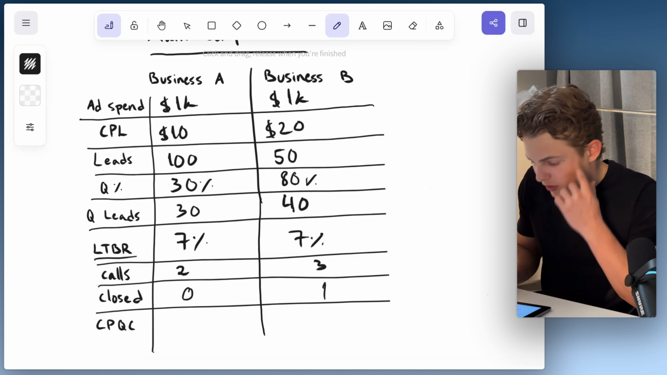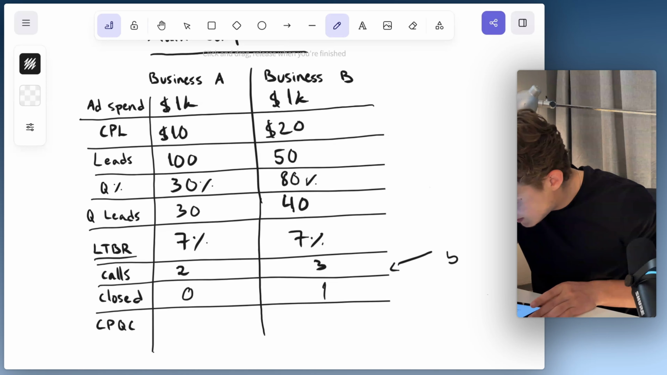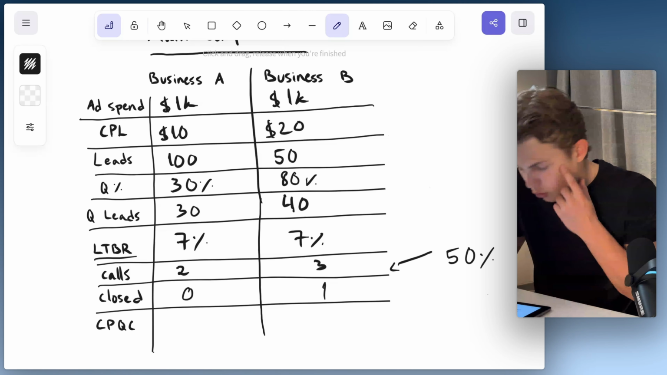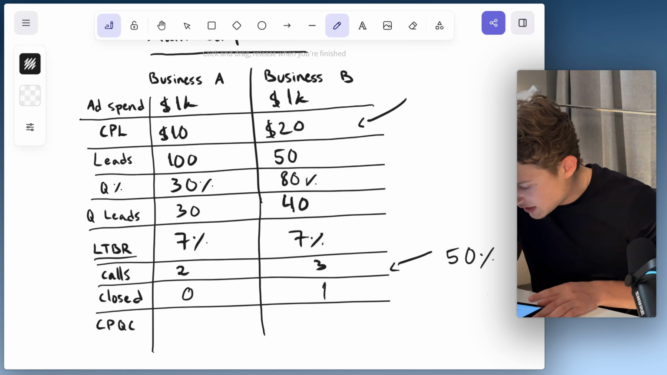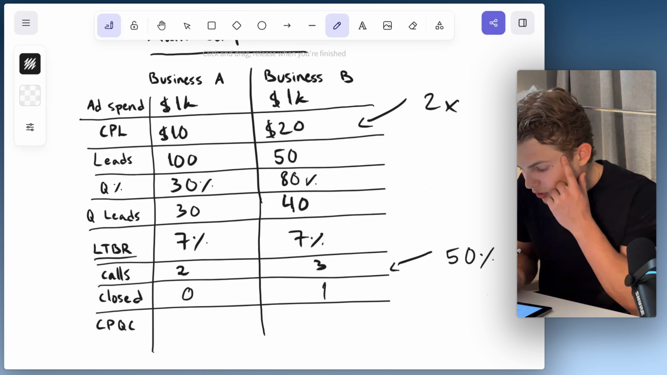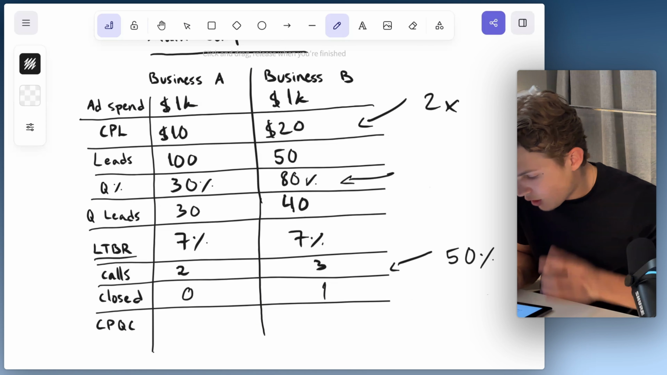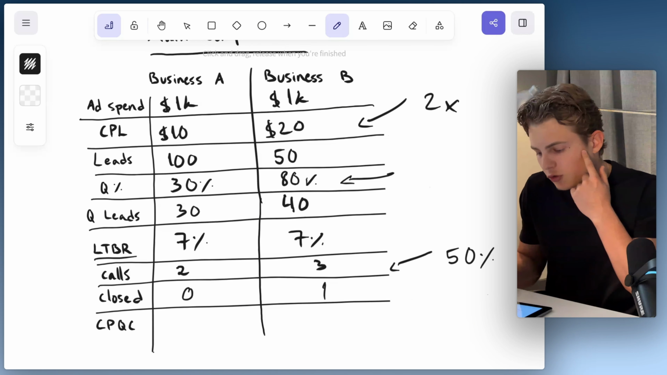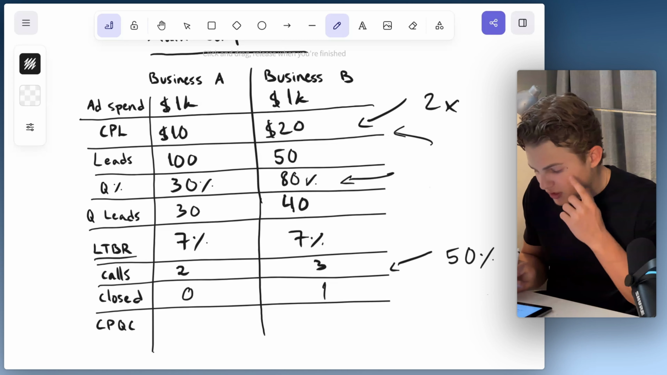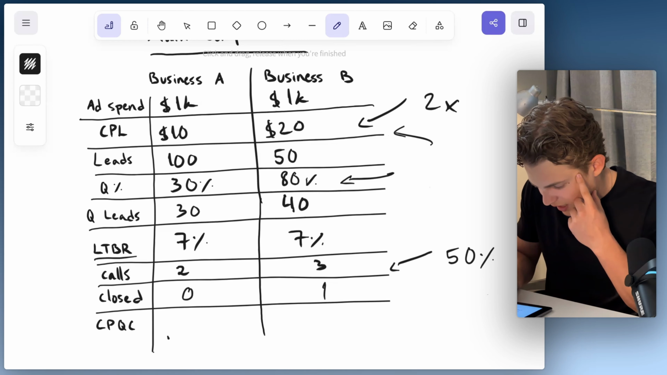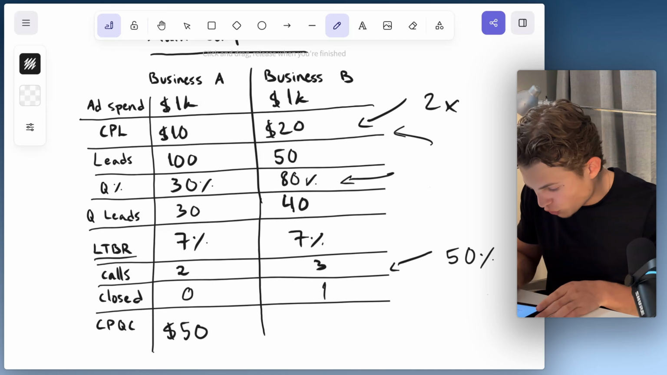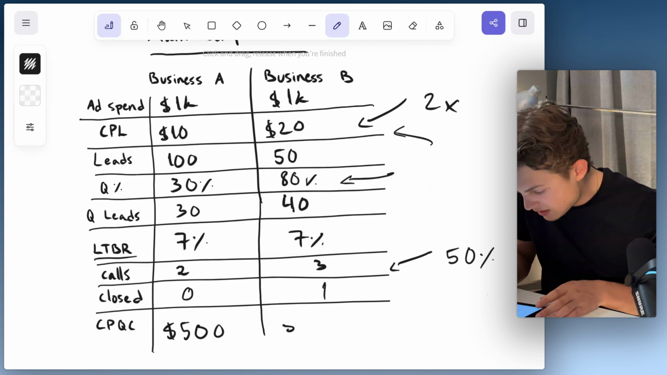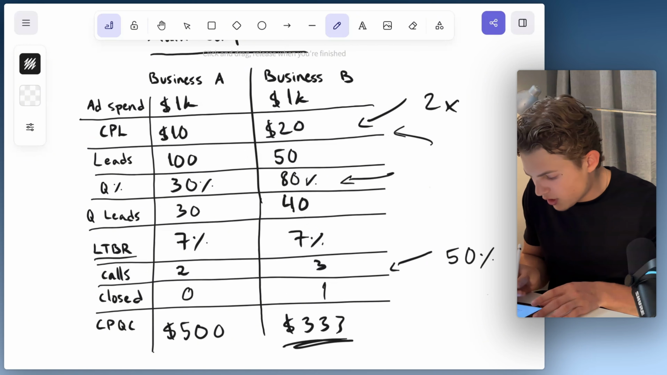But what you need to realize here is that business B got 50% more booked calls, even though their cost per lead was 2 times higher. And the reason is because almost all of their leads are qualified. They get 80% qualified leads. Business A gets only 30% qualified leads. So the CPL doesn't matter. The only thing that matters is your cost per qualified call. Business A has a $500 cost per qualified booked call, and business B has a $333 cost per qualified booked call. Do you see the difference here?